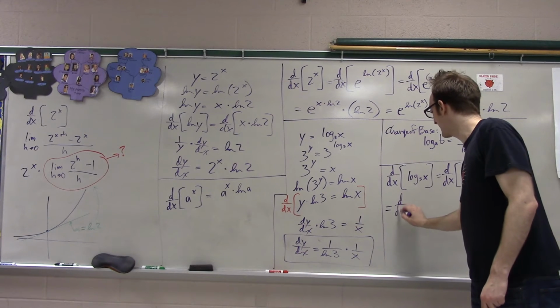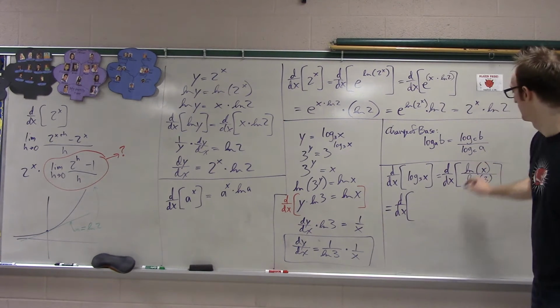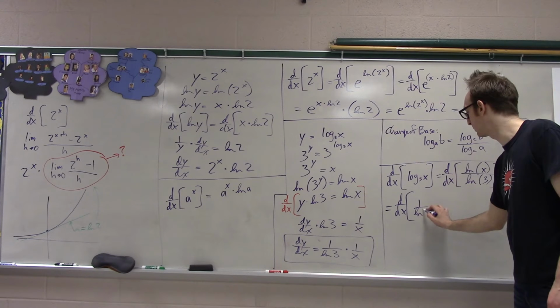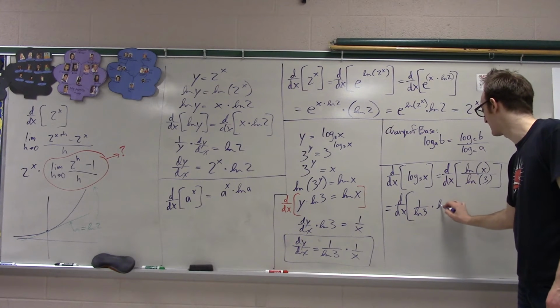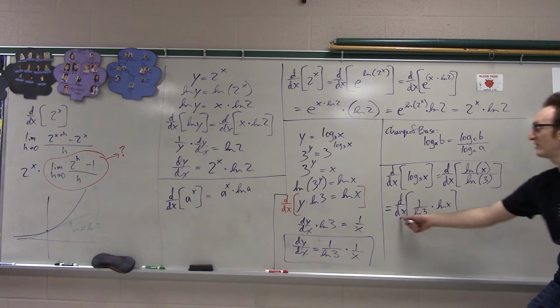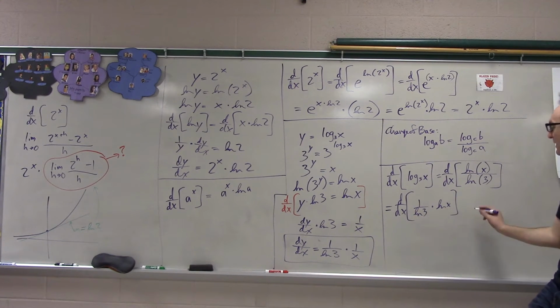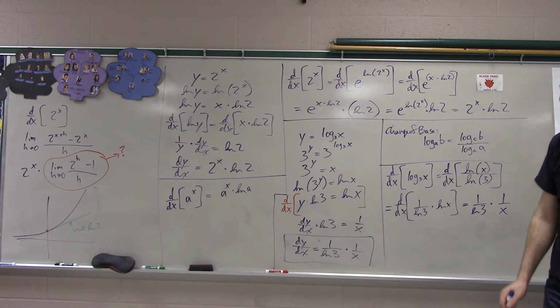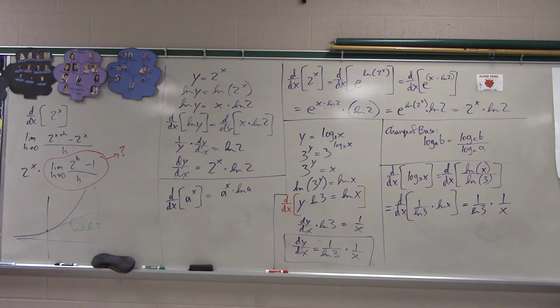Well, that doesn't scare me because I can think of this as 1 over ln 3 times ln x. 1 over ln 3 is just a number. So this is really like saying, all right, what's the derivative of this number times ln x? And the answer is, it's this number times 1 over x. So we get the same thing in both ways.